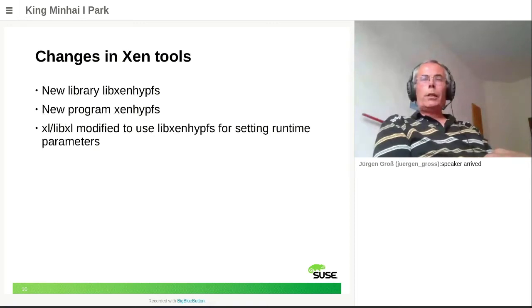For making it work, I had some additions or changes in xen-tools as well. So, of course, there's a new library, libxen-hyperfs. There's a program I mentioned already, the xen-hyperfs program. And I've modified libxl to use the libxen-hyperfs library for setting runtime parameters, so dropping the old syscontrol from libxl, and I've dropped the syscontrol from the headers on the hypervisor as well, the set parameter syscontrol. So one small step for disabling unstable interfaces has been done.